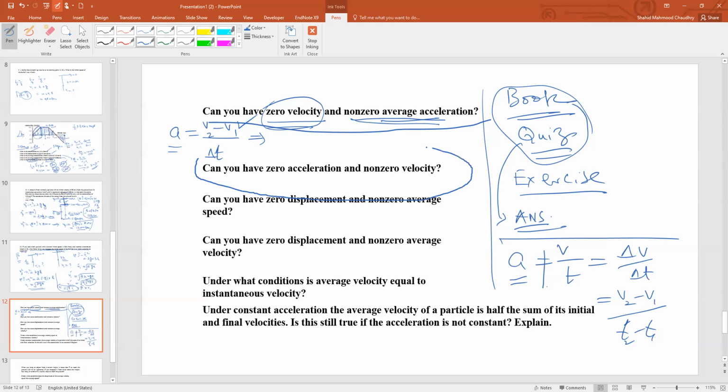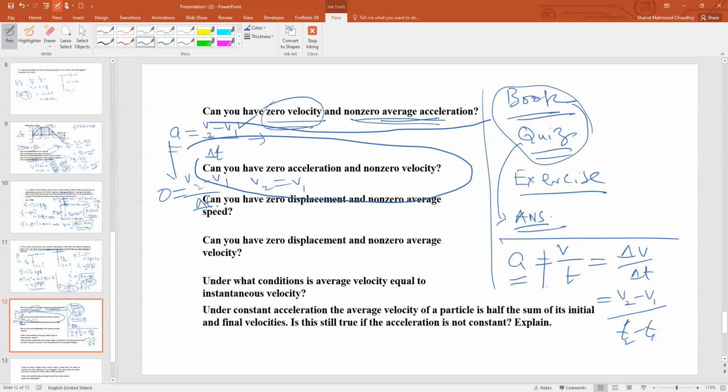So the next question is, can you have zero acceleration and non-zero velocity? Yes, you can. If you put zero acceleration here, then v2 minus v1 over delta t is zero. So you can solve it, and v2 is equal to v1. Maybe it is zero, maybe it is not zero.